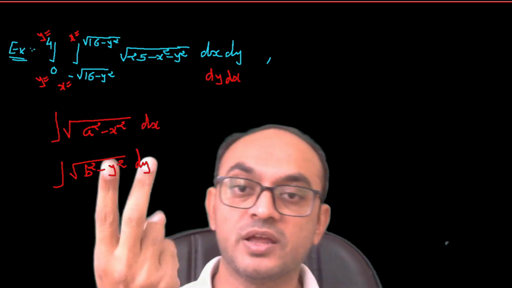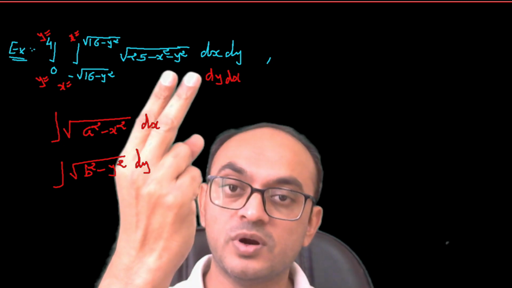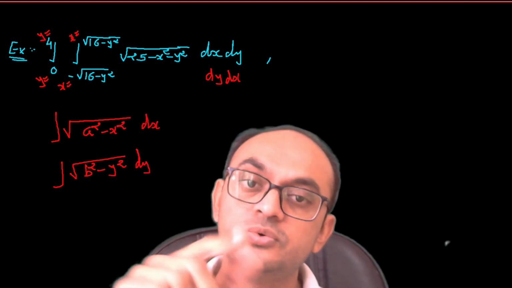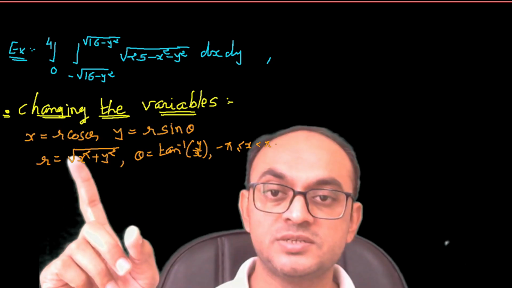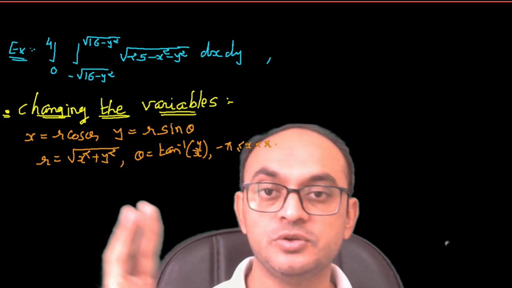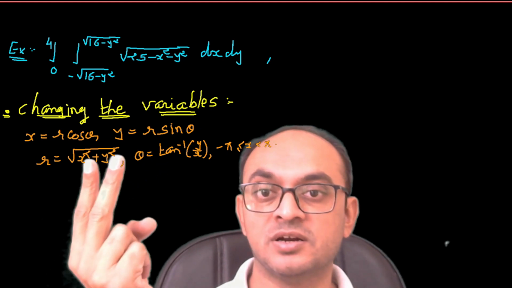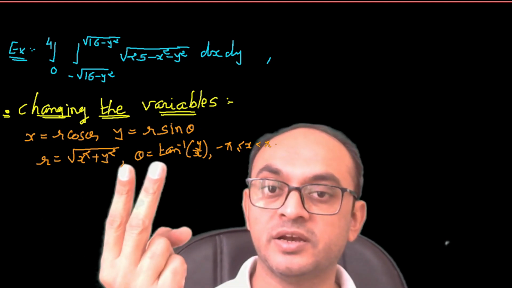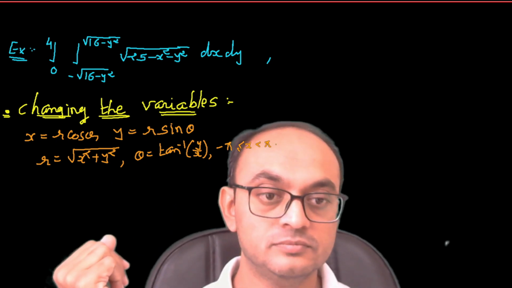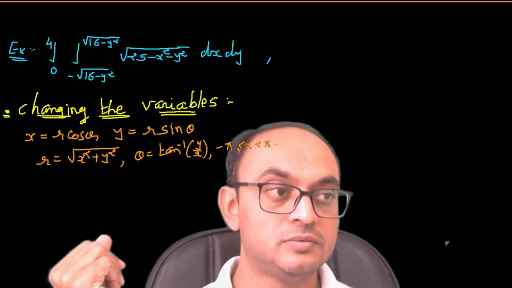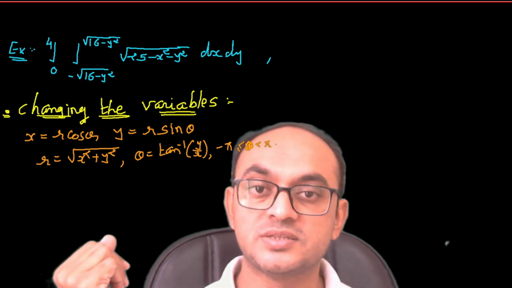We convert x, y into new variables. Today we shall discuss how to convert these Cartesian coordinates into polar coordinates. So now let us start changing the variables. We change the Cartesian coordinates into polar coordinates. You know, x is equal to r cos theta, y is equal to r sin theta, where r is the square root of x square plus y square and theta is tan inverse y upon x, and this is the range of theta: minus pi less than or equal to theta less than or equal to pi.